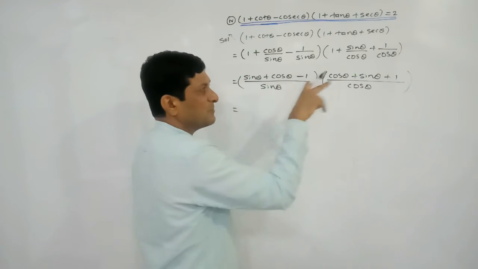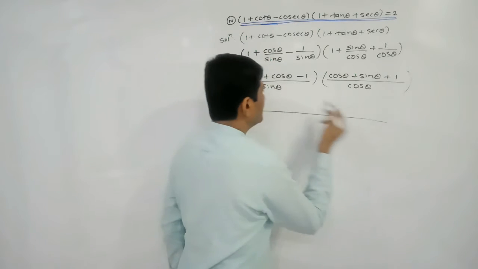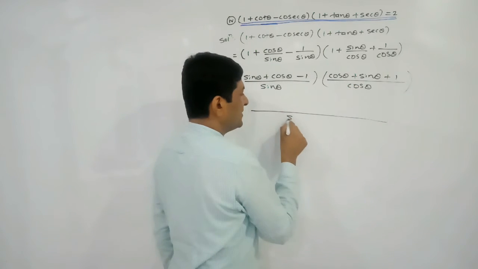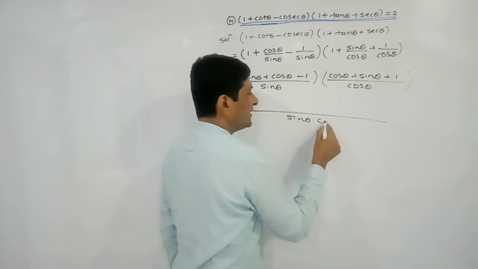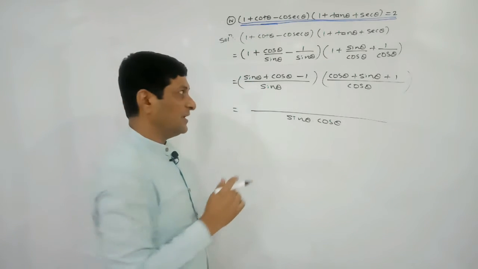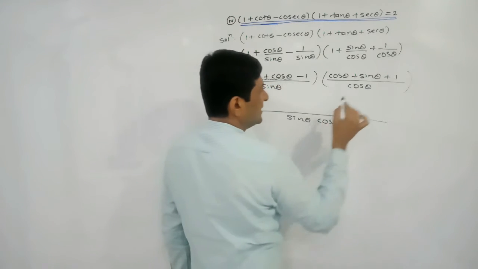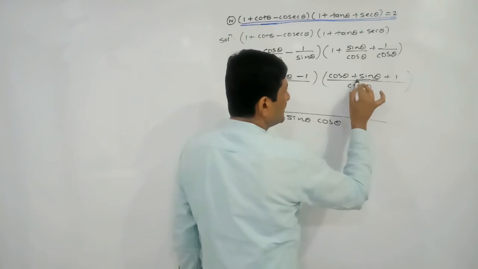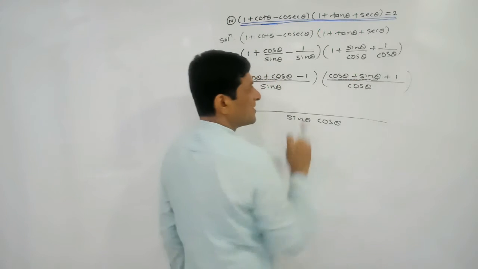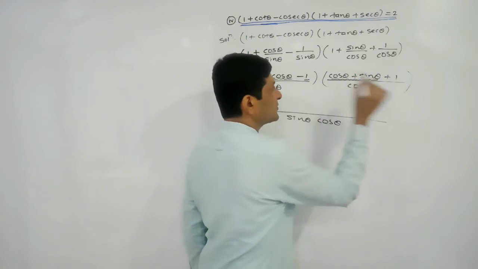Now I am taking multiplication of these two brackets. In the denominator, see what we'll get. Sin theta into cos theta will be equal to sin theta into cos theta. Observe the numerator very carefully. What is the first term here? Sin theta plus cos theta. Here also first term is what? Sin theta plus cos theta. And here second term is what? Minus 1, and here what?